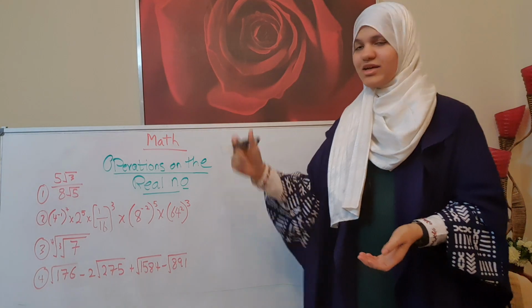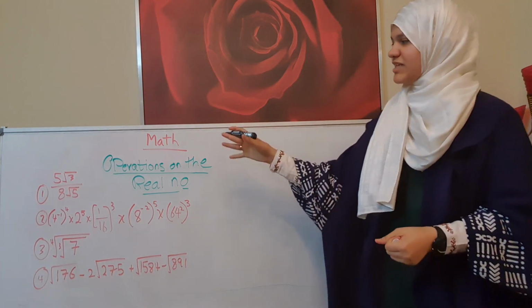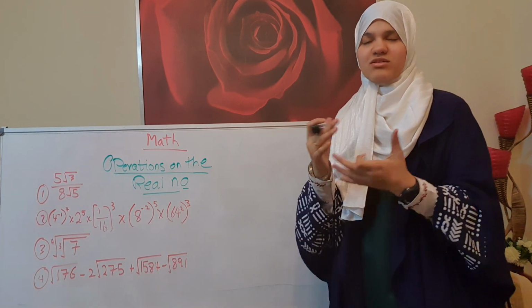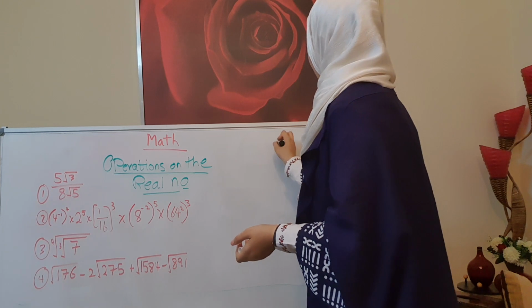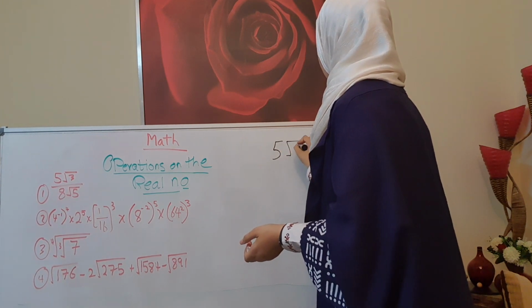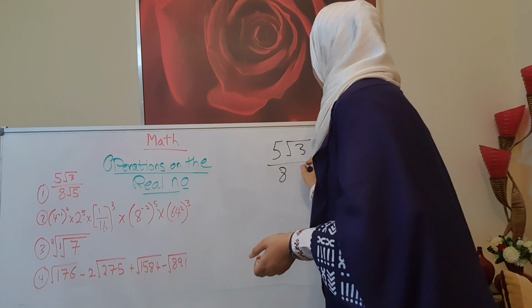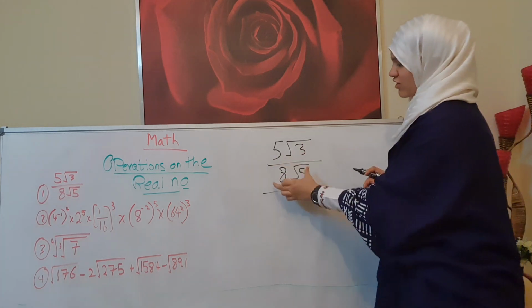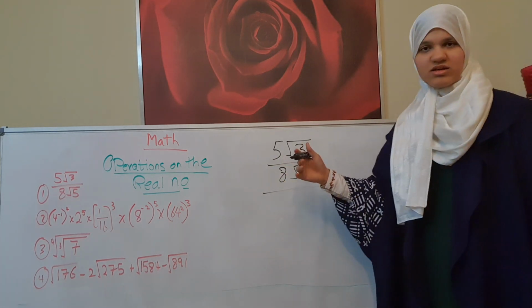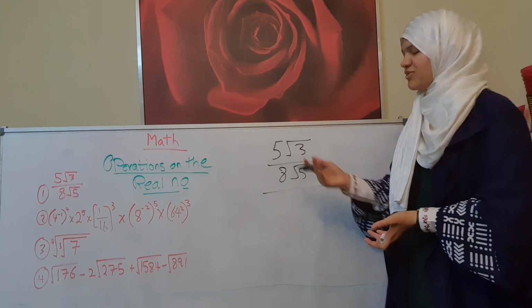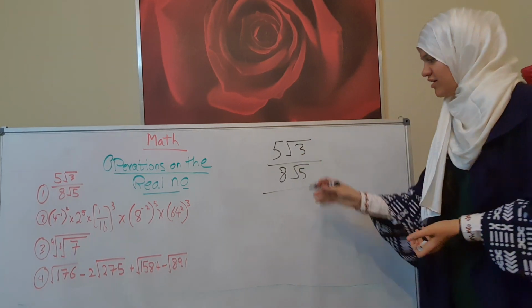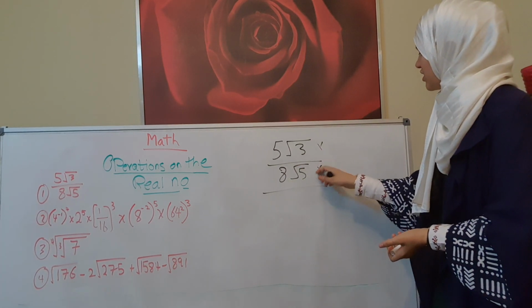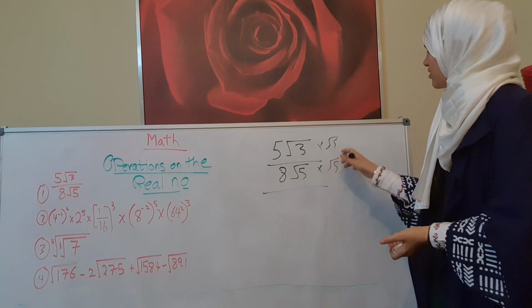Okay? So now let us solve the first example. The first example says 5 radical 3 over 8 radical 5. Can we solve it? No, because the denominator is not rational. So what do we do? 5 radical 3 over 8 radical 5. We can't simplify it, but we can multiply both by radical 5 to make the denominator a rational number. That means times radical 5.